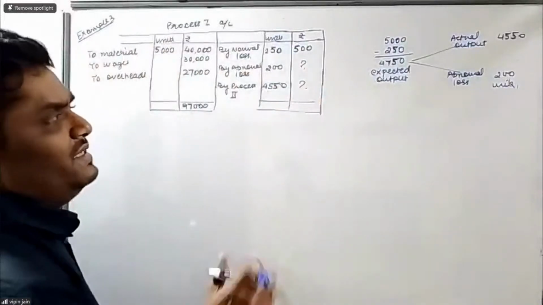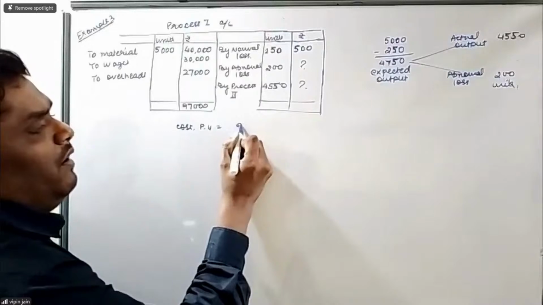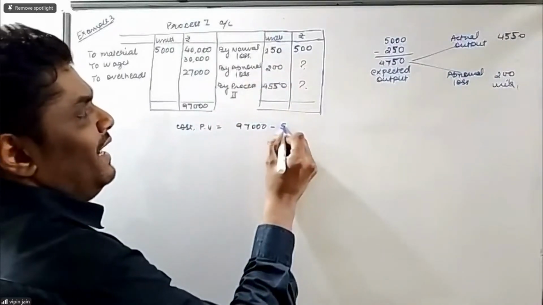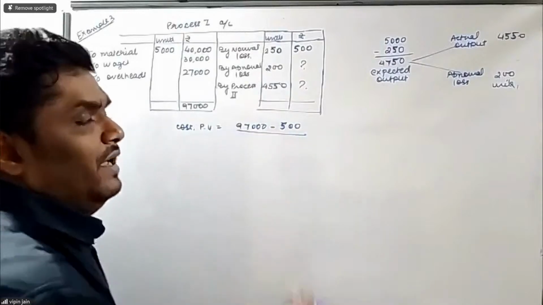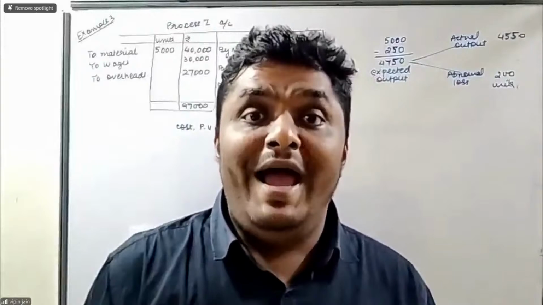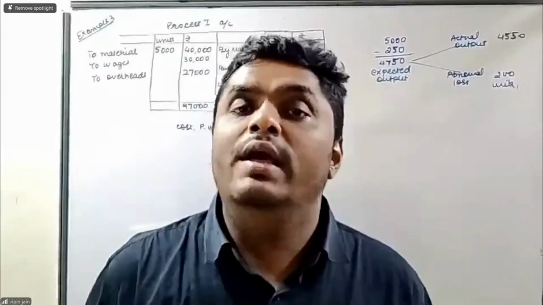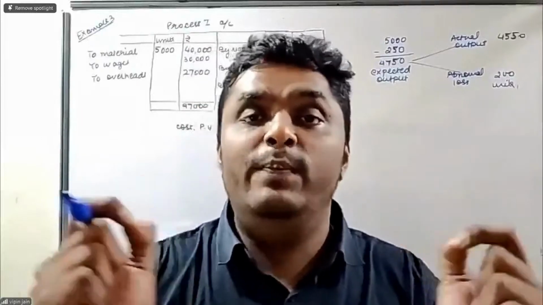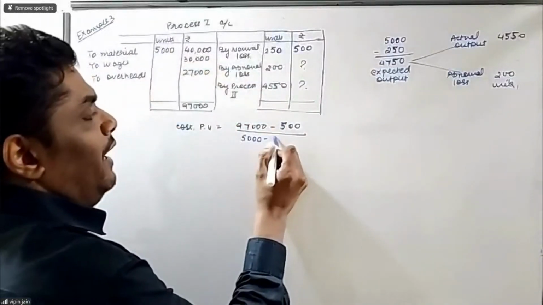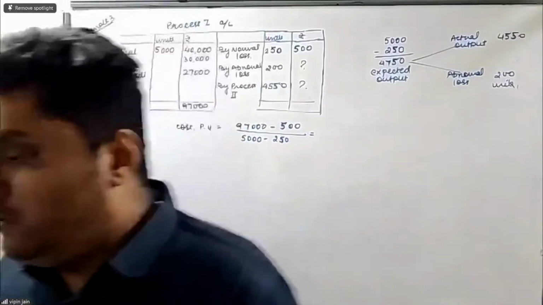So very simple, guys. When talking about the calculation of cost per unit, 97,000, that is my process cost, minus scrap value realized, that is 500, divided by my expected output. Guys, do make a note of it. Actual output से आप divide नहीं करेंगे. You have to use expected output only. And what is expected output? Input minus normal loss. So 5,000 is my input and 250 is my normal loss. So this is how we'll get the cost per unit.